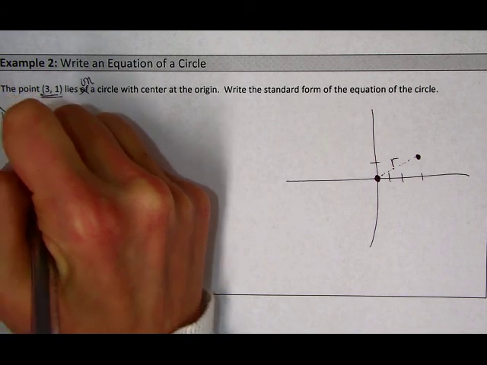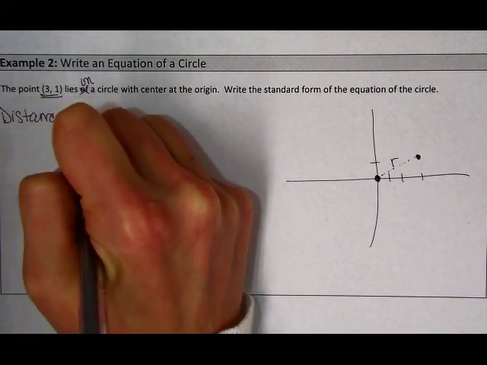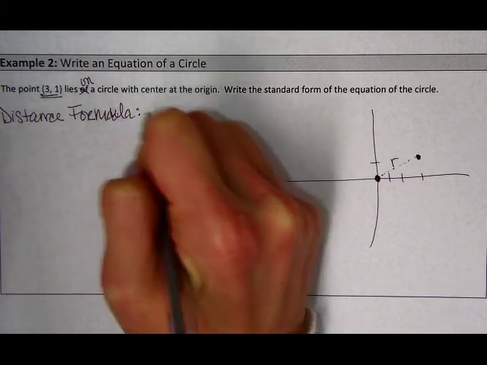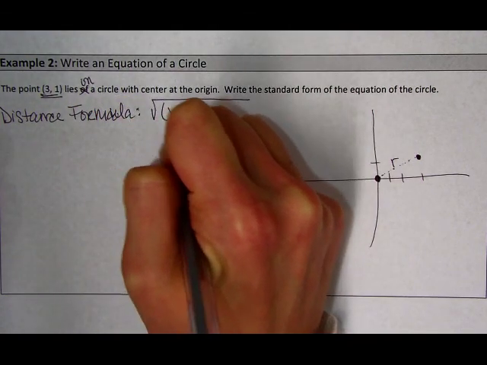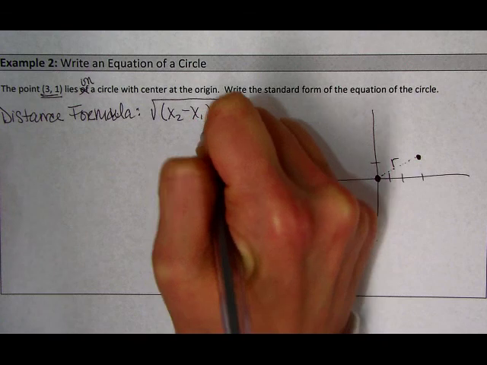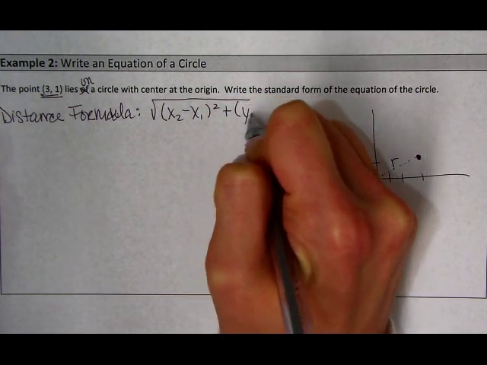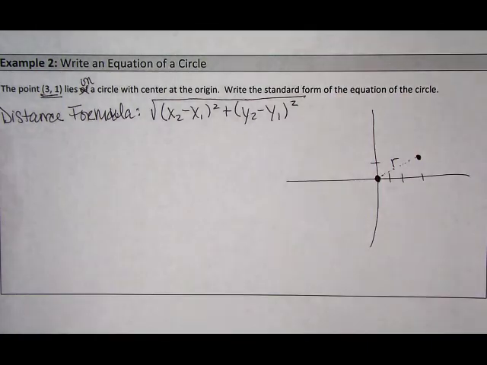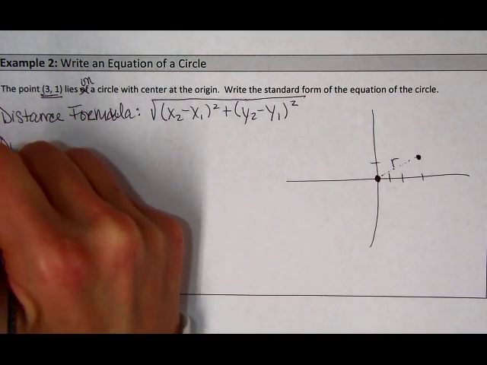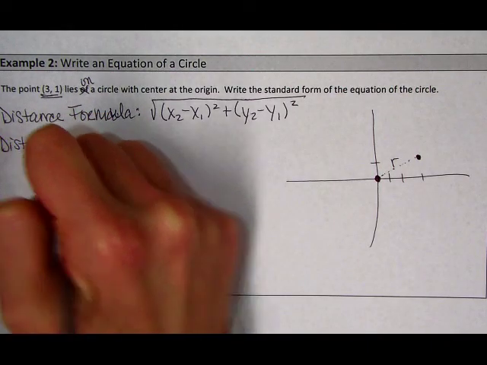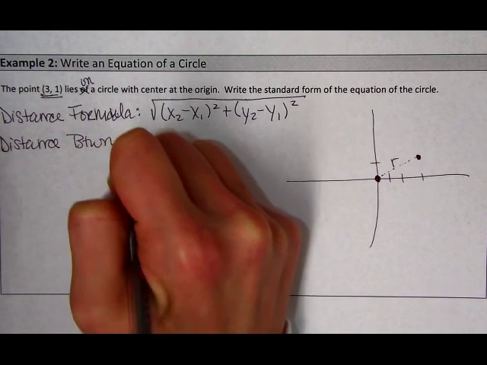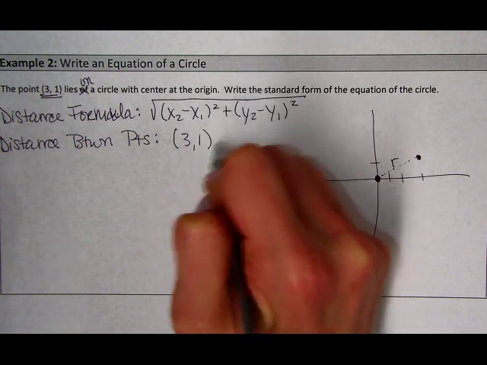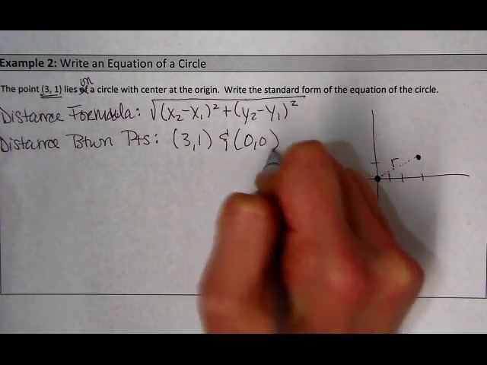So if we use our distance formula, I'm going to show you what that is right now. That's the square root of x2 minus x1 squared plus y2 minus y1 squared. And all we do for this one is find the distance between your 2 points. Okay, and your points are the one that you're given, 3, 1, and your origin, which is at 0, 0.